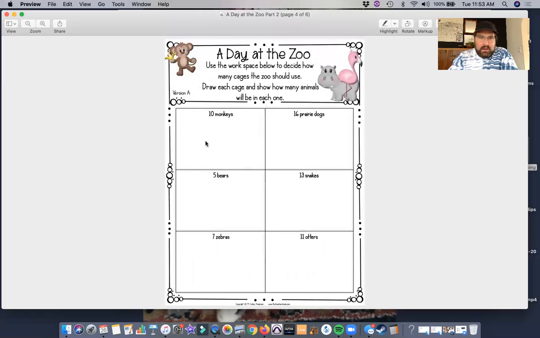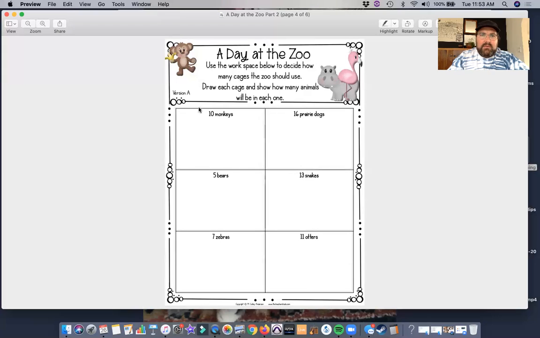So I draw one cage. I'm going to put 2 monkeys in. Draw another cage. Put 2 more monkeys in. Or you could draw a cage and you could put 4 monkeys in it. Draw another cage, put another 4 monkeys in, right? And then how many would you have left over? All right? So this is your workspace to draw the cages and put your numbers in of how many fit in each one, okay?